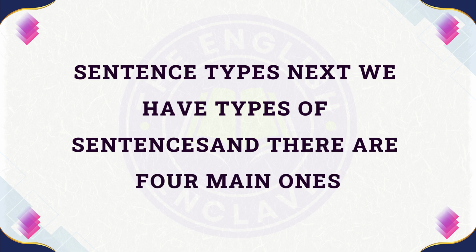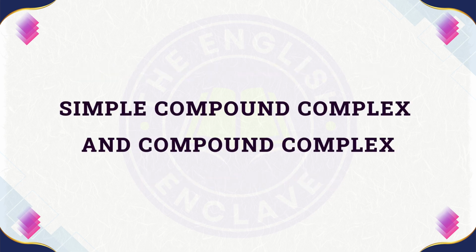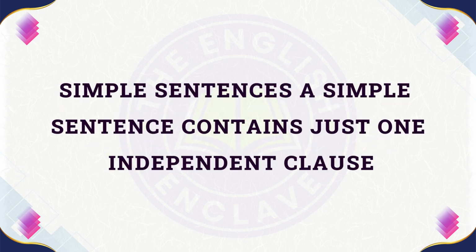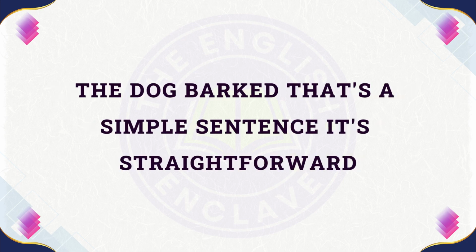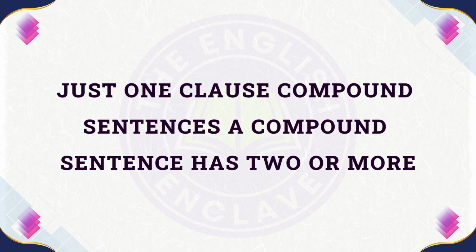Next, we have types of sentences, and there are four main ones: simple, compound, complex, and compound complex. Simple sentences. A simple sentence contains just one independent clause. This means it has a subject, a verb, and expresses a complete thought. The dog barked. That's a simple sentence. It's straightforward. Just one clause.